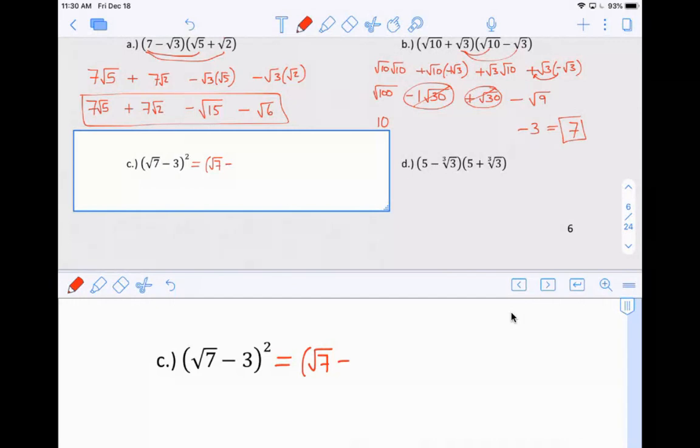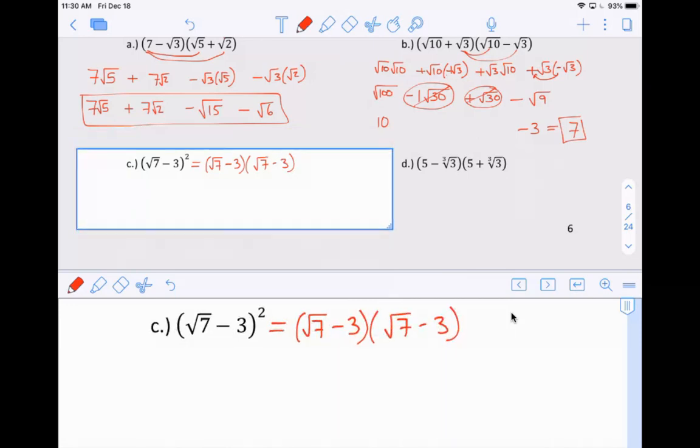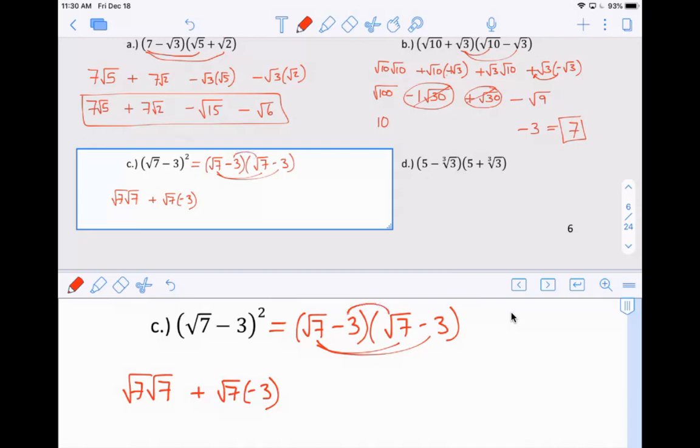Instead, we'll interpret this as something times itself, because that's what square means. And so we'll go ahead and do the same process we did before. Root 7 times itself plus root 7 times a negative 3 minus 3 times a root 7 and minus 3 times minus 3.